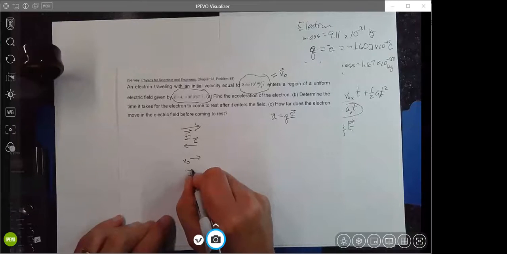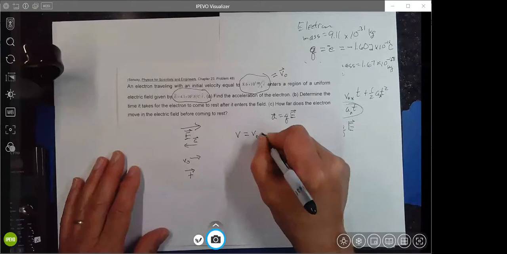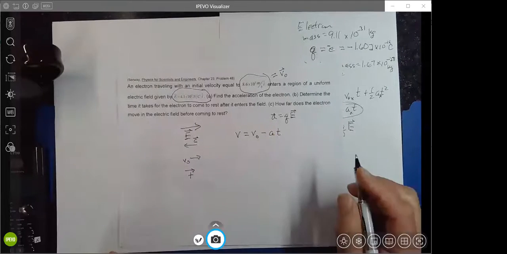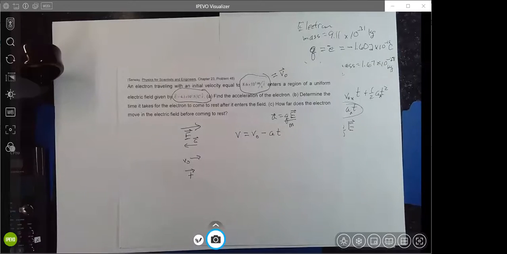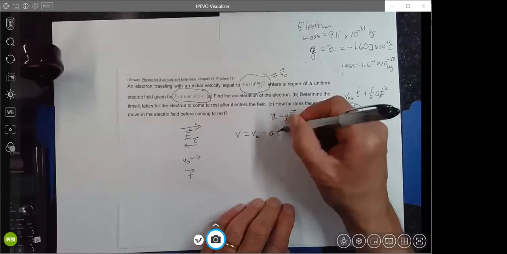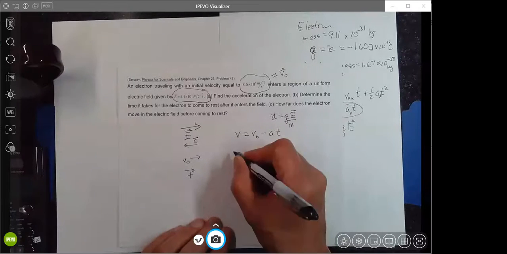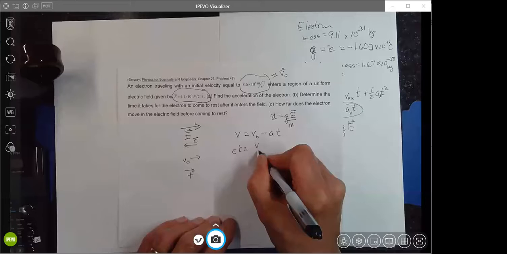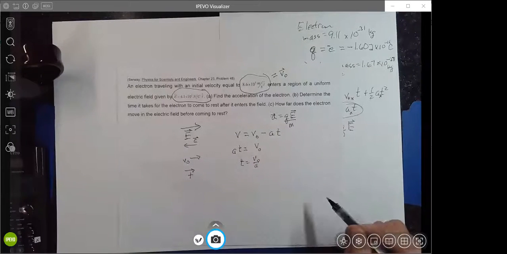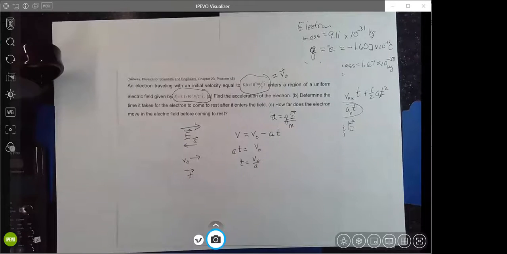So positive is to the right, and I can just write down the equation v equals v naught minus at, and the magnitude of the acceleration is that. If I just deal with magnitudes of this thing, we should be fine. And we're interested in when this is 0. So at will equal v naught, or the time it'll take to stop is going to be v naught over a. And we can do various things. The second question asks the time it takes for the electron to come to rest after it enters the field. So we can do this stuff.